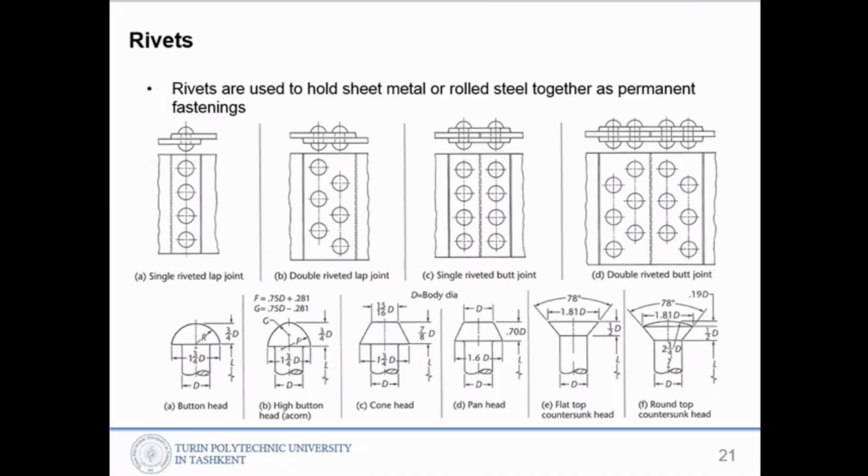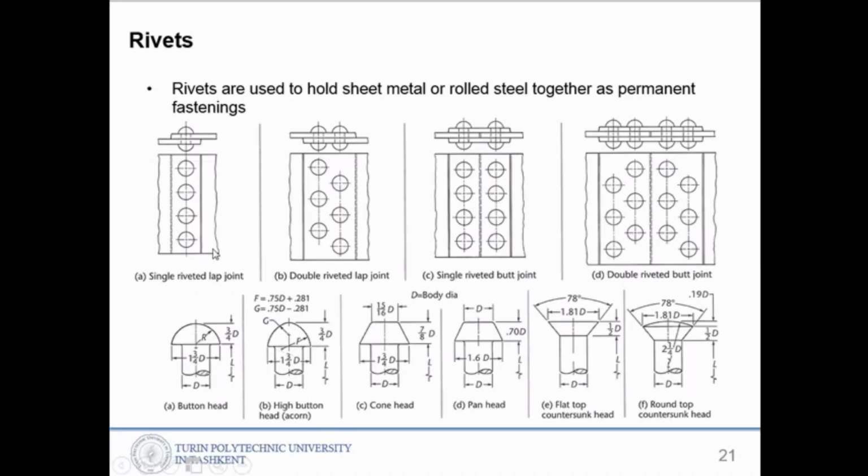Another type of joining is joining with rivets. We are using this type of joint for non-metallic part joining, and also where thin plates can be joined with rivets. Rivets are used to hold sheet metal or rolled steel together as permanent fastenings.